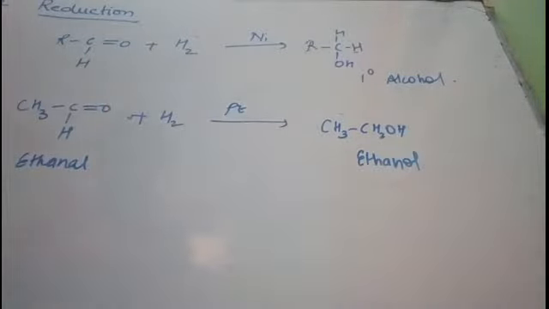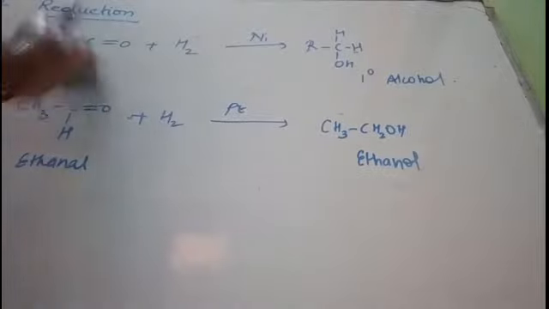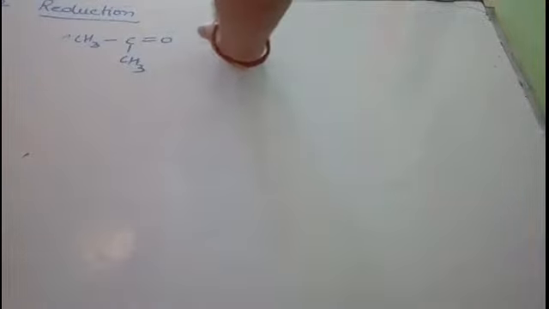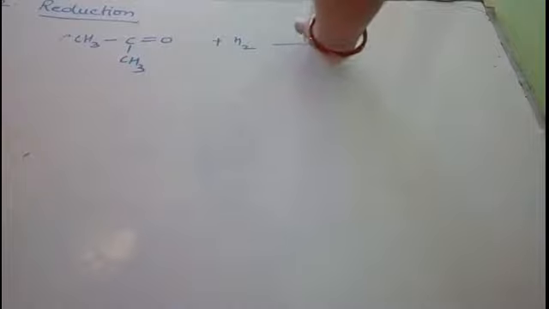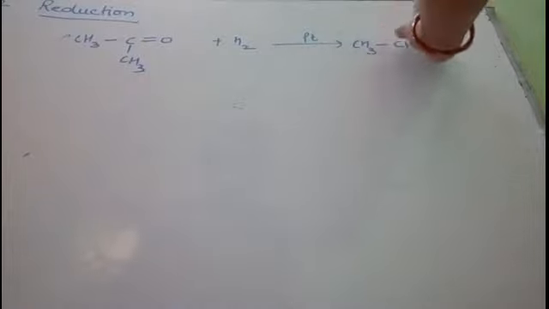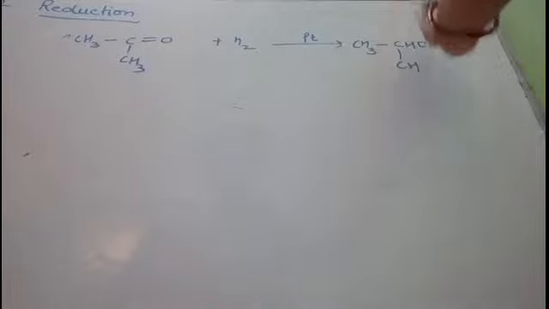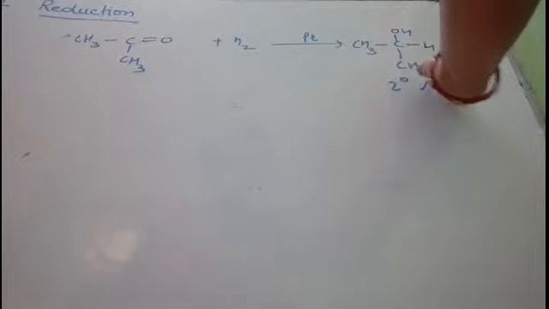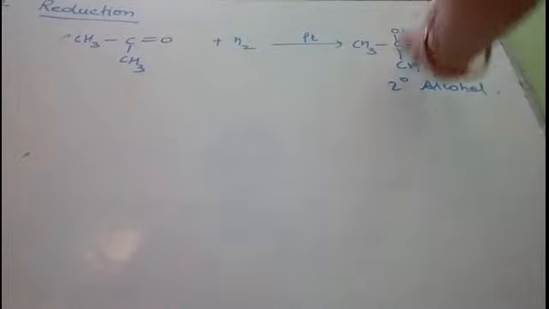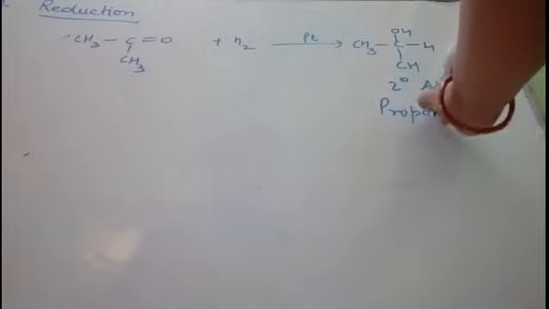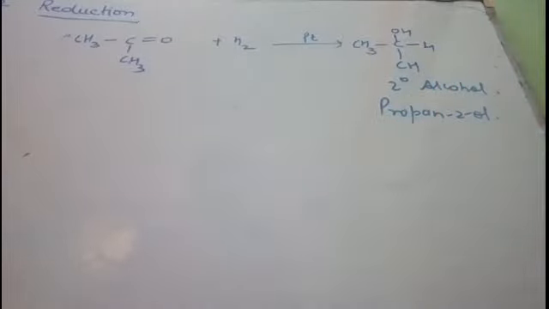Now what happens when ketones are reduced? So when ketones are reduced, say we have here propanone, right? So when it is reduced, it will form secondary alcohol. You can have the structure like that. So secondary alcohol is formed. What is this compound? Propane-2-ol. So when ketones are reduced, we get secondary alcohol, isn't it?